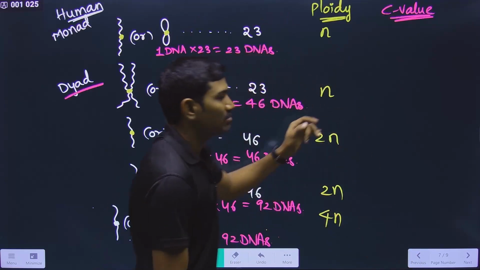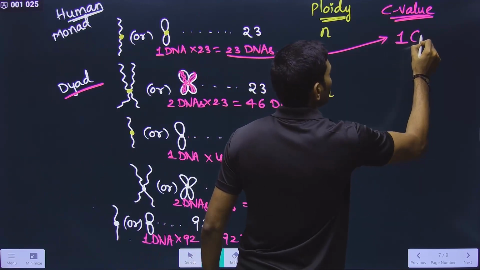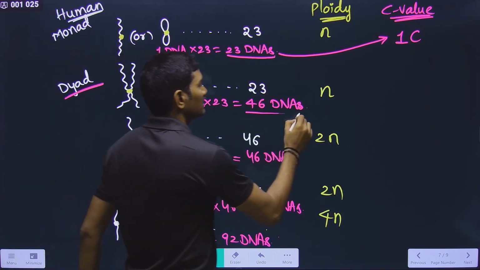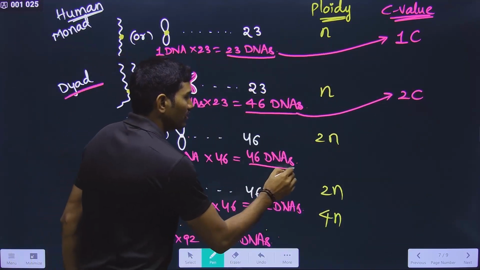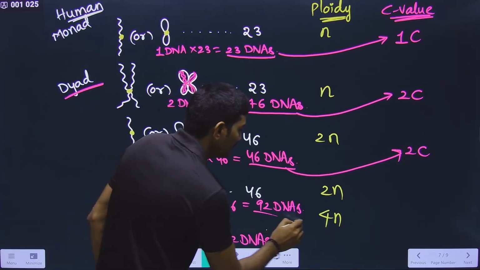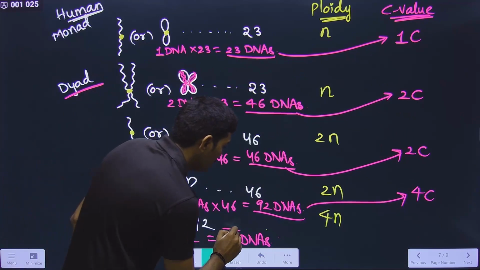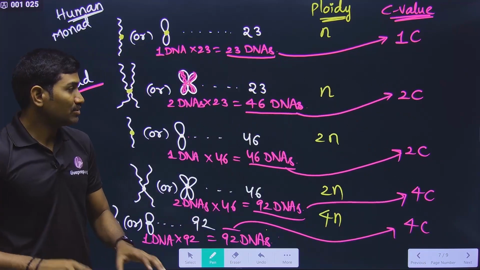Now come back to this table. Now tell me, 23 DNA molecules. So it is C, which means 1C. Now here, 46 DNA molecules, so it is 2C. Next one, here also 46 DNA molecules, so it is 2C. Next one, here it is 92 DNA molecules, so it is 4C. And here also it is 92, so here also it is 4C. Understood or not? Please observe carefully.